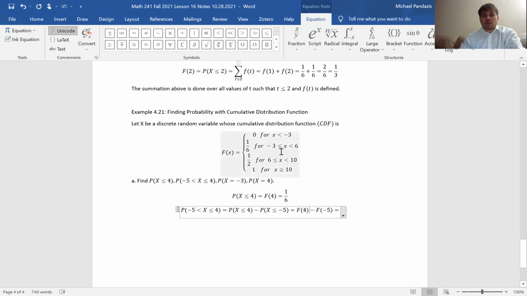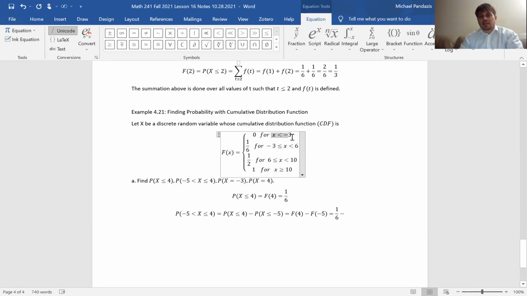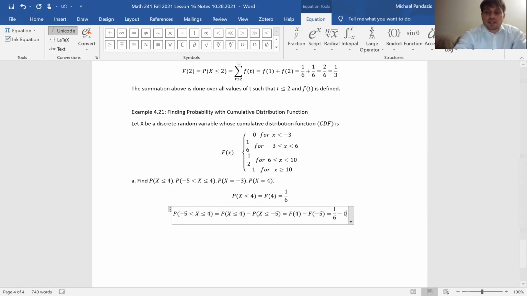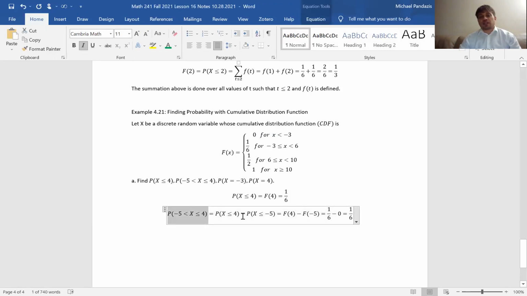And so capital F of 4, because 4 is in this interval, is 1/6, just like here. So F of 4 is 1/6, and then you subtract F of -5. Well, -5 is less than -3, which means capital F of -5 is 0. So it's minus 0, which equals 1/6. And so the probability that x is in this half open or half closed interval, because it's not including the left endpoint but including the right endpoint, is equal to 1/6.